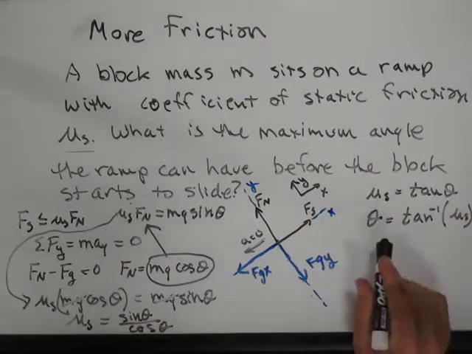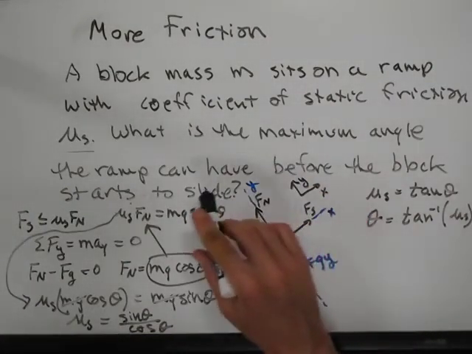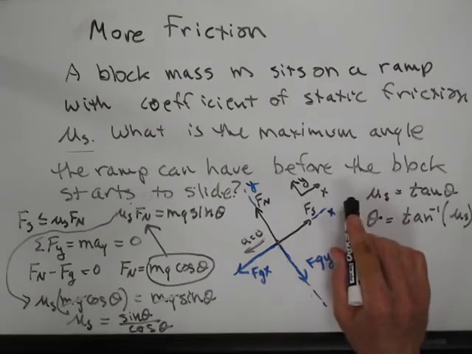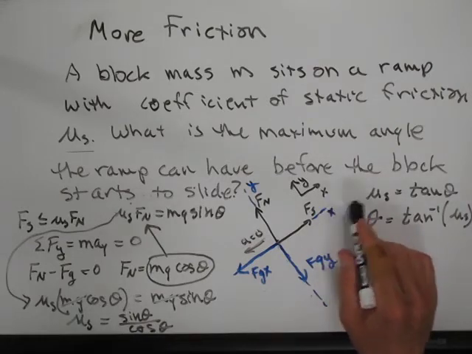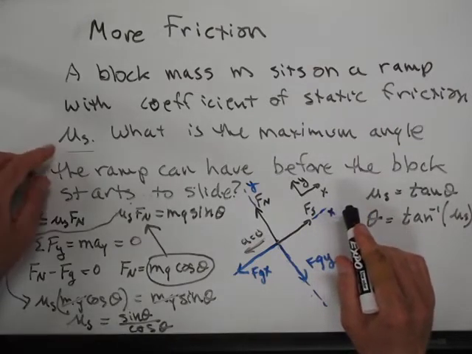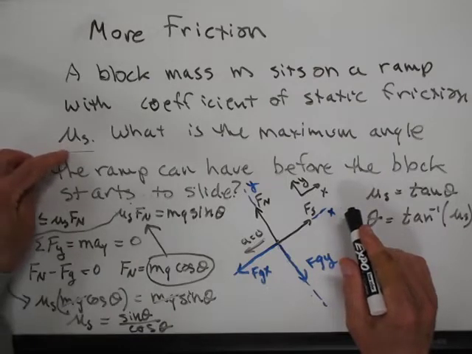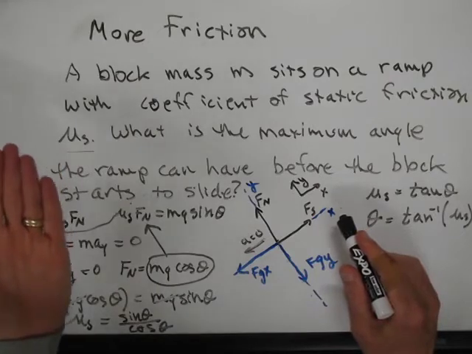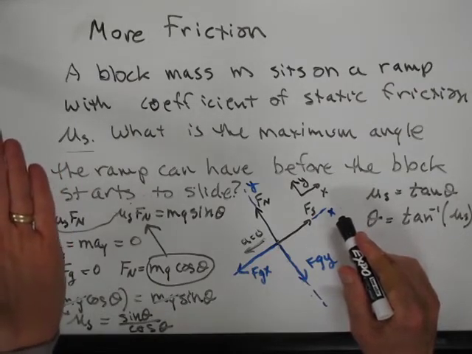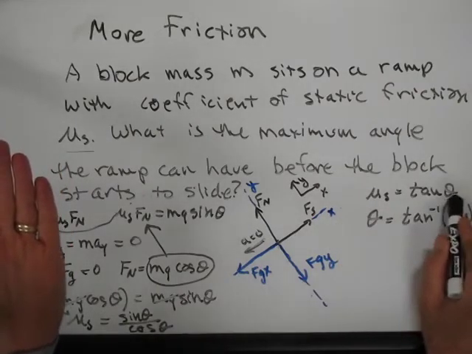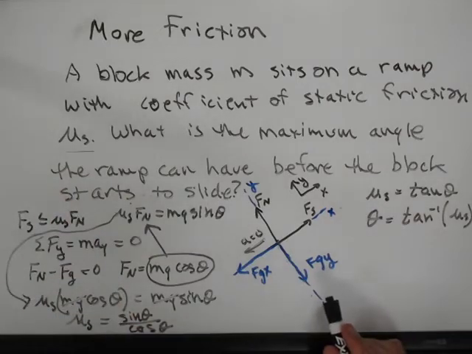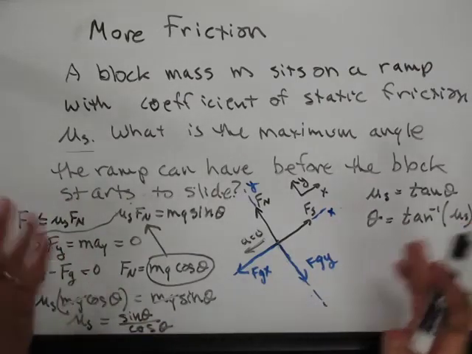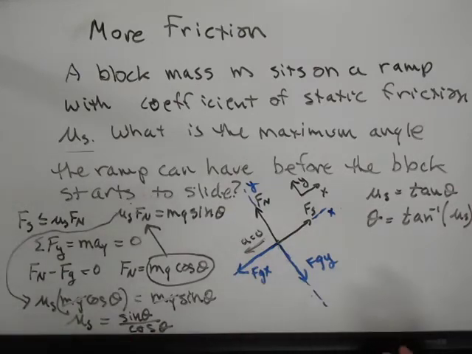So it's the reverse of this. This says what's the maximum angle the ramp can have before the block starts to slide. But I can also ask how you would measure mu sub s. The answer is to raise the ramp up until the block starts to slide, and then take the tangent of that angle, and that gives you the coefficient of static friction. There are different ways of measuring coefficients of static friction for different materials, and this is one common way.